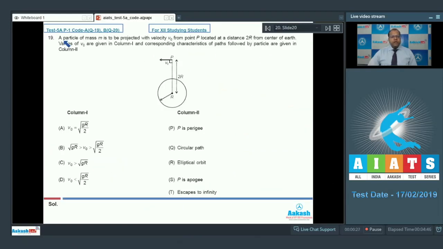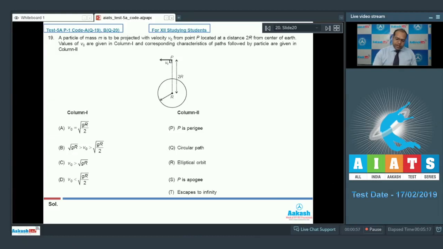In question number 19, a particle of mass m is to be projected with velocity v0 from point P located at a distance 2R from the center of earth. Values of v0 are given in column 1 and corresponding characteristics of path followed by the particle are given in column 2. So let's check the entry A of column 1. Entry A of column 1 suggests the value of v0 is under root gR by 2.